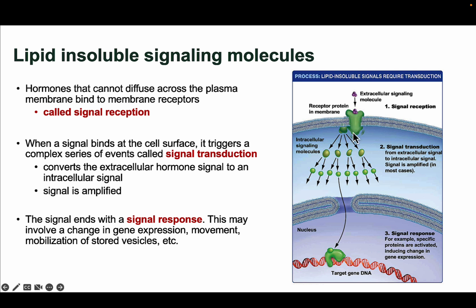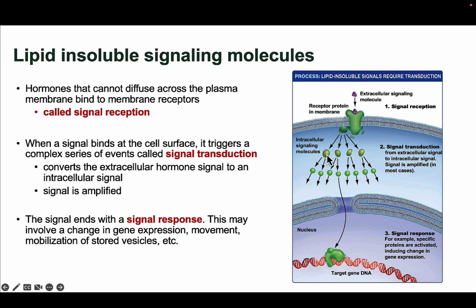Okay, this binding causes a shape change in this receptor. And now this is going to trigger a cascade of events that we refer to as signal transduction. Okay, so this is an important term. So we have signal reception, and then we have signal transduction, because what we're doing here is we are changing the language by which this signaling molecule is communicating, right? So we're going to transduce this signal. So it's going to convert the extracellular hormone signal into an intracellular signal.